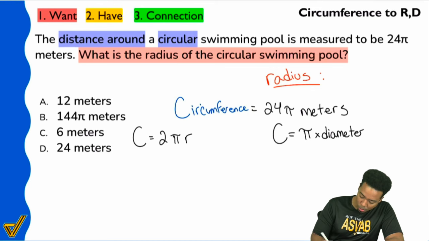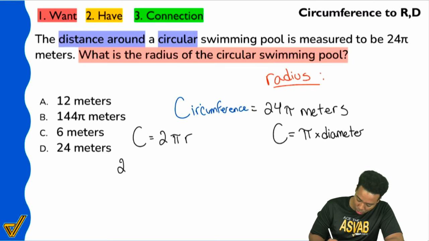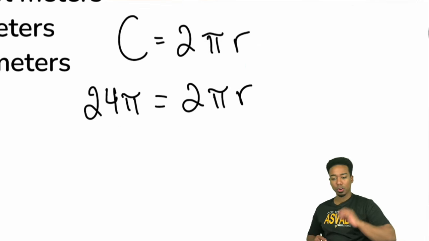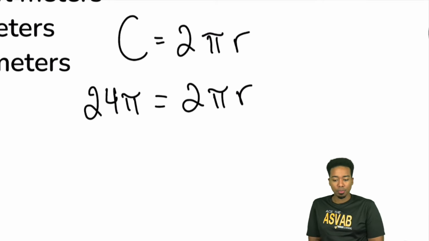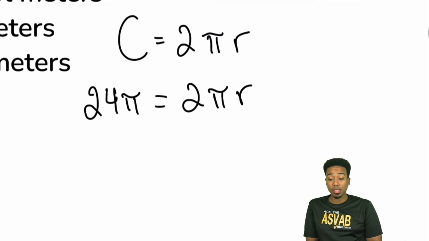Okay. So we'll plug in the 24 pi into both. And I'm going to show you the magic that'll happen. 24 pi equals 2 pi r. Just focus on this one for a moment. I got you. Yeah, so Neela, great job there getting to that point.